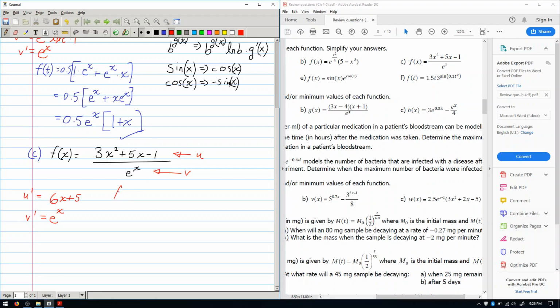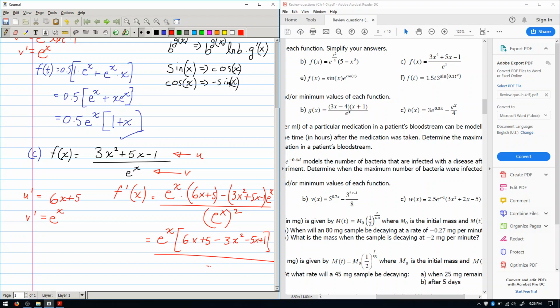So now let's apply the derivative rule. So f prime of x is going to be v times u prime minus u times v prime all over v squared. I can take out a common factor on the numerator of e to the x. So I get e to the x, square bracket, 6x plus 5 minus 3x squared minus 5x plus 1. And I can clean up the top.